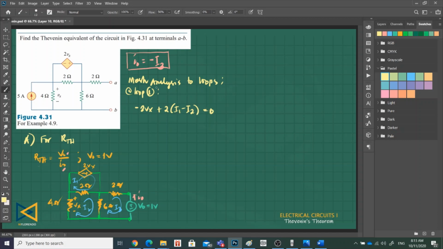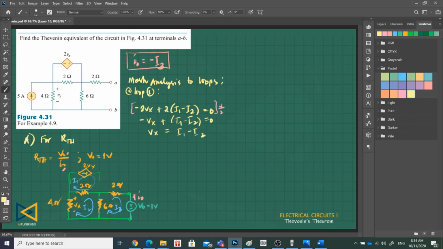Equals 0. Okay, so simplify natin. We can multiply that by 1/2 para mawala yung 2. So this is 2 V sub x, multiply na pala. Negative V sub x plus, okay, I1 minus I2 equals 0. Therefore, lipat natin sa kabila si V sub x. V sub x is equal to I1 minus I2.